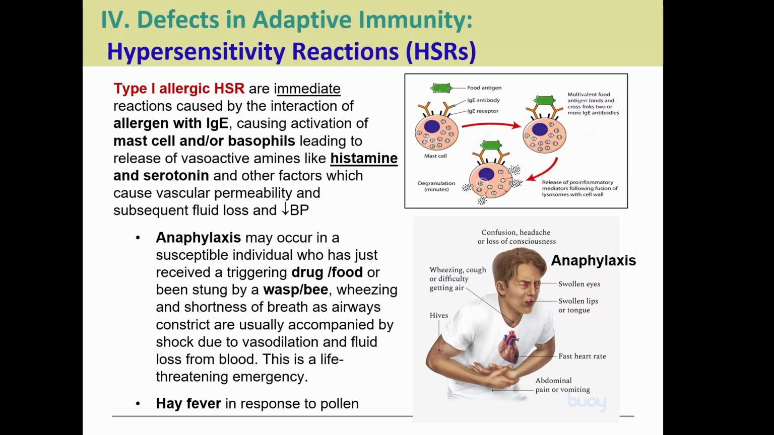They constrict because of that vasodilation. There's fluid loss from blood, so they develop things like hives, their heart rate goes up, they have a hard time breathing, and then there's swelling that can happen, including in the eyes, the lips, and the tongue. Very puffy kind of appearance. This is life-threatening. This needs to have medical attention.